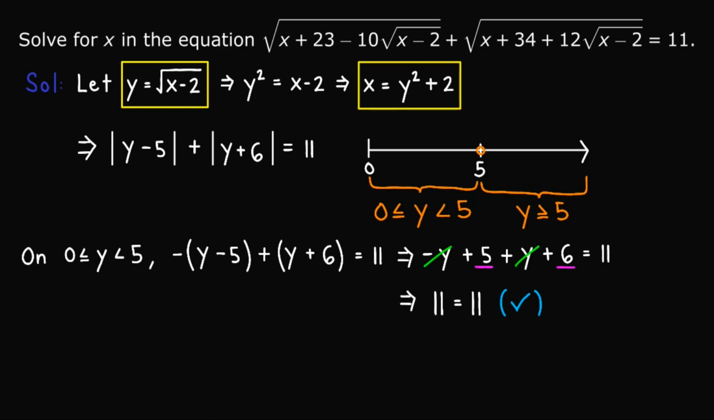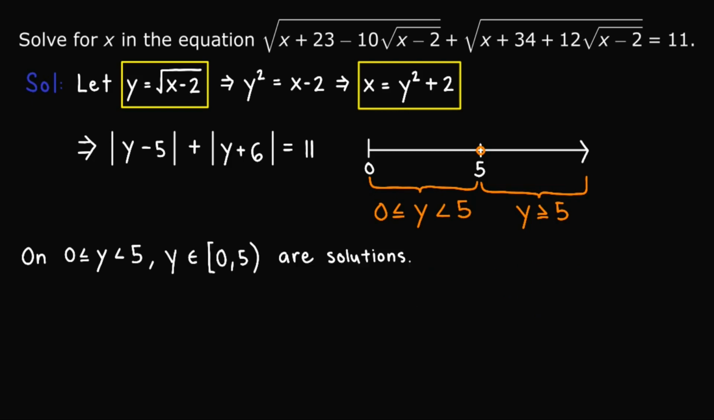Therefore, the solution for this region is the whole interval, which is y from 0, included, until 5, but 5 is not included. So let's take note of that one. So let's clear this one and move this one out.